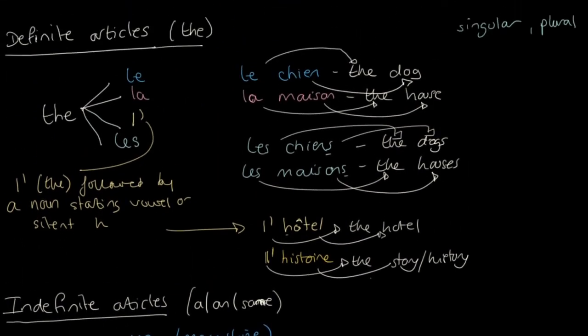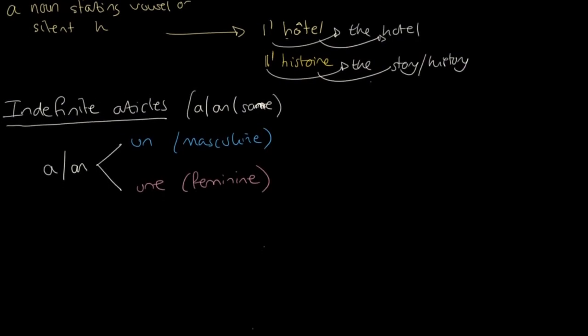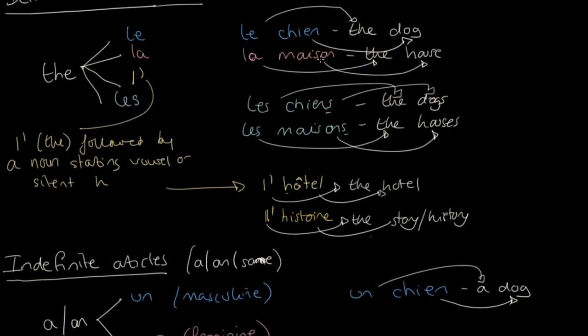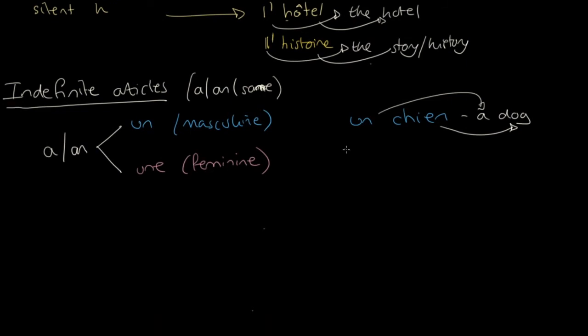So here we had the dog. Let's make that a dog now. Okay, let's make that un chien. A dog. Un being a, chien being dog. So give an example for the feminine form then we had up here, didn't we? The house, la maison. Let's make that a house now. So it becomes une maison. A house, maison, and une being a.